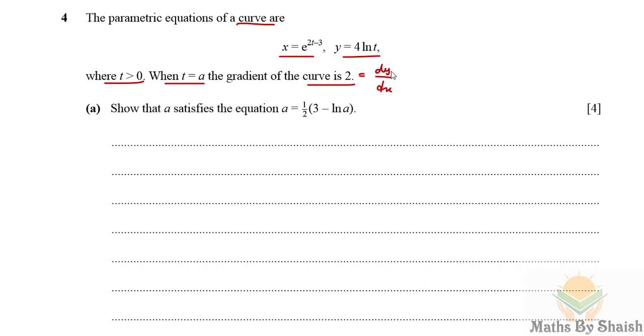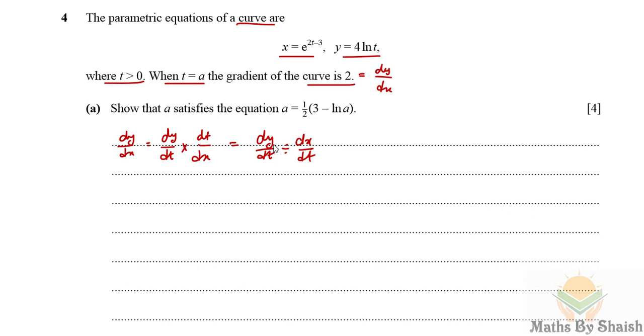So dy over dx, that is the gradient of the curve, is 2. And the first part is to show that a satisfies the equation a is equal to half times 3 minus ln a. So first of all we'll find dy over dx. So dy over dx, by chain rule we can write it as dy over dt multiplied by dt over dx, or we can write it as dy over dt divided by dx over dt.